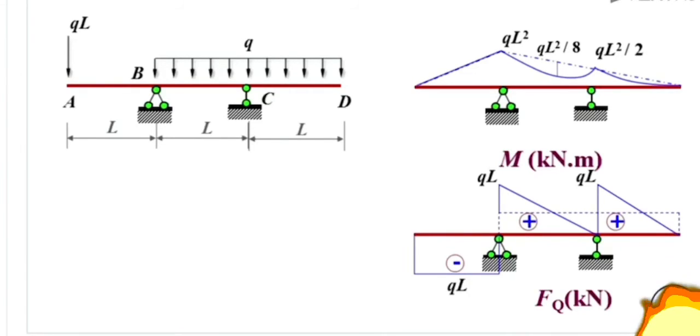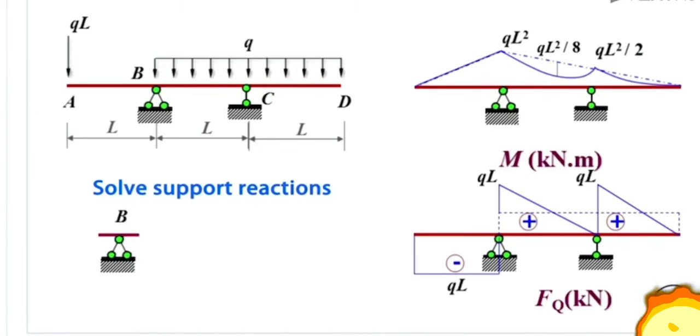Then, let's calculate the reactions according to the shear force diagram. Take support B as a free body. For the left side of section B, the shear force is equal to negative QL, so that's downward QL. For the right side of section B, its shear force is equal to positive QL, so it's also downward QL. Then we could obtain that FYB is upward QL.